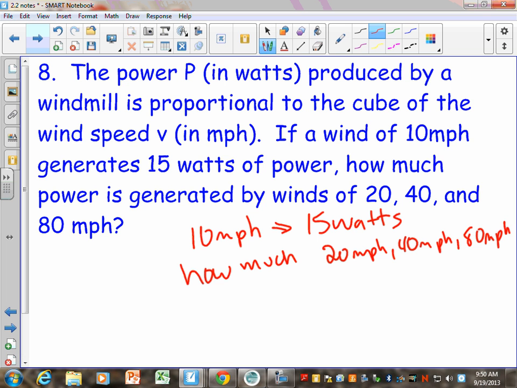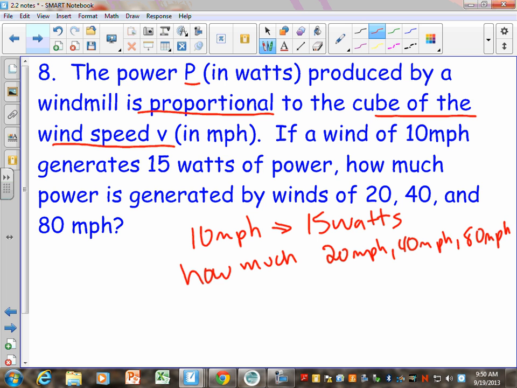If they give you a problem, they ask you to solve it. Step 1 is you have to make the equation like what we did on the last 2 problems. So that should be your first sentence. You shouldn't need any of this extra stuff to write your equation. The power P produced by a windmill, so P is proportional to the cube of the wind speed V.